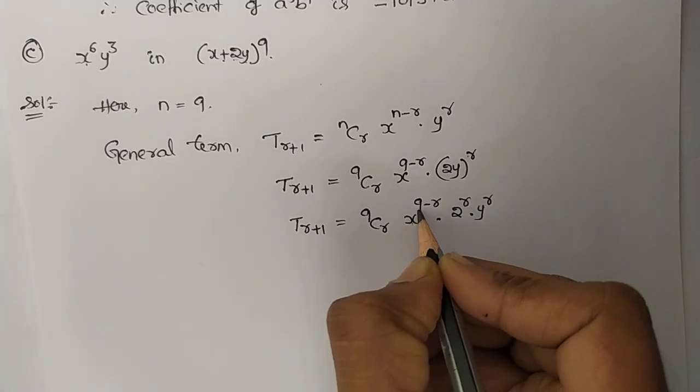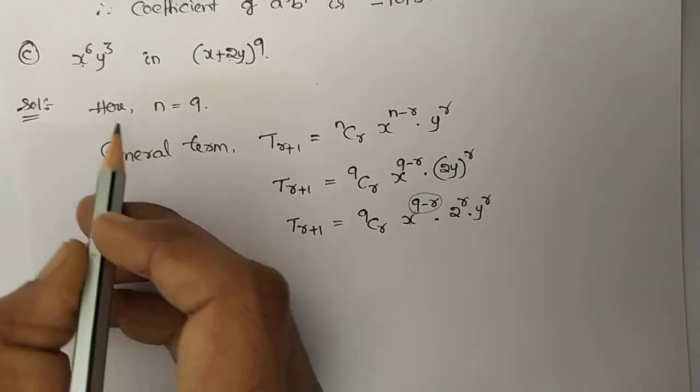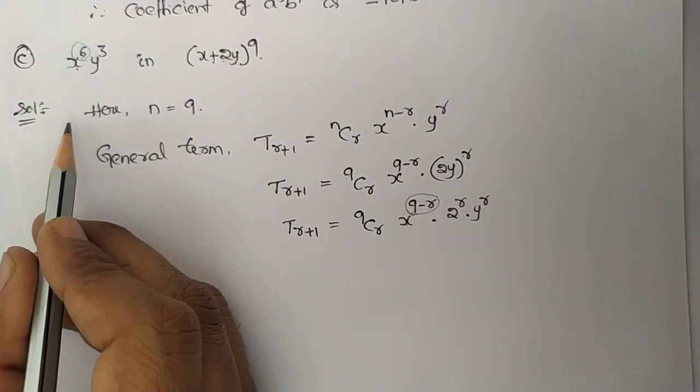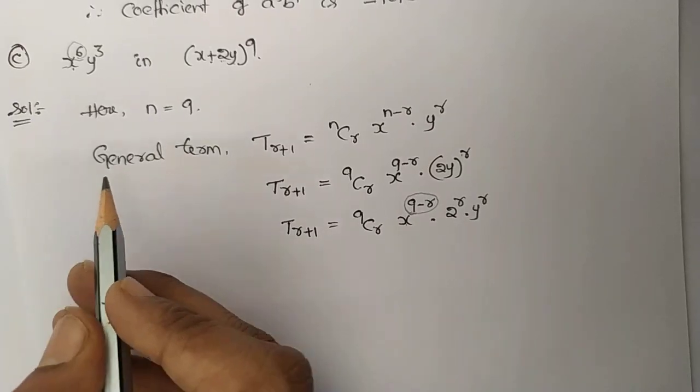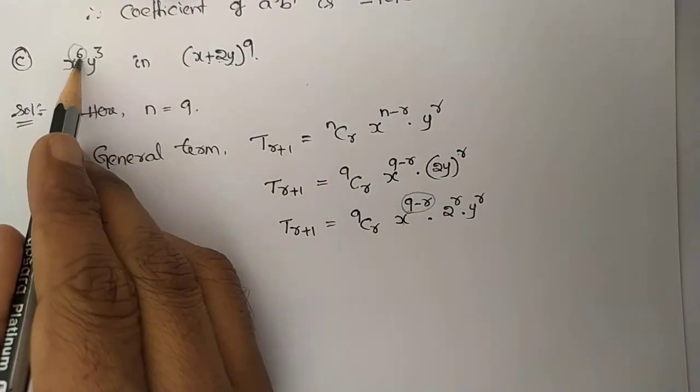Let us equate x powers, I mean x power 9 minus r equals 6. You can choose x powers or y powers. You can take any one. So I am choosing x powers. Put 9 minus r equals 6.